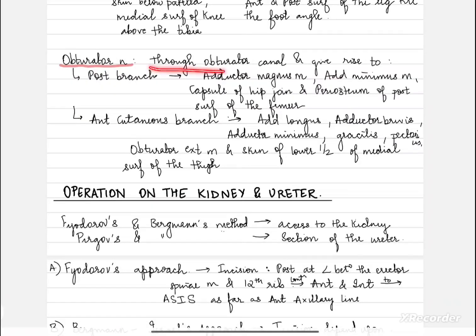The obturator nerve goes through the obturator canal and gives rise to a posterior branch and an anterior branch. The posterior branch goes to adductor magnus muscle, adductor minimus muscle, capsule of the hip joint and periosteum of the posterior surface of the femur. And the anterior branch gives to adductor longus, adductor brevis, adductor minimus, gracilis, pectineus, obturator externus muscle, and skin of the lower half of the medial surface of the thigh.